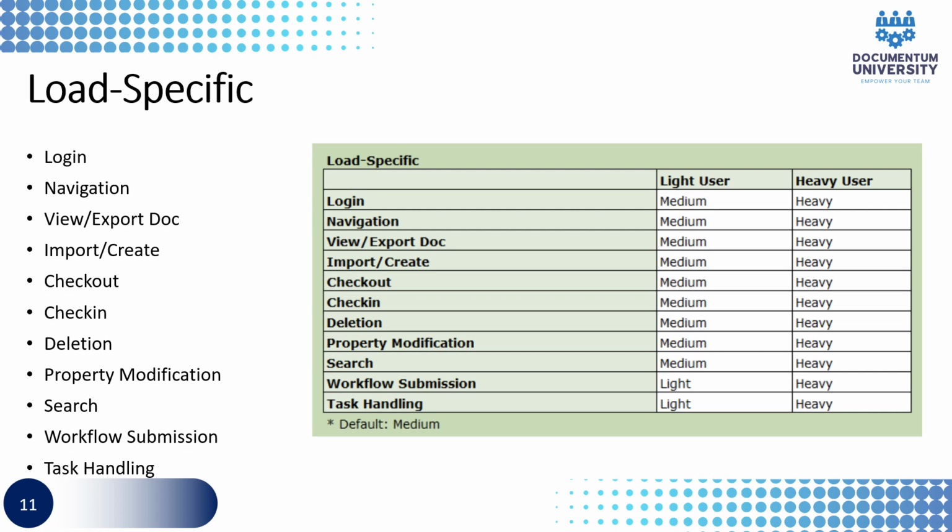In summary, the load-specific section is essential in determining the required resources for the D2 application. By estimating the load level for specific operations, we can optimize the performance of the application server and content server and provide an efficient user experience.